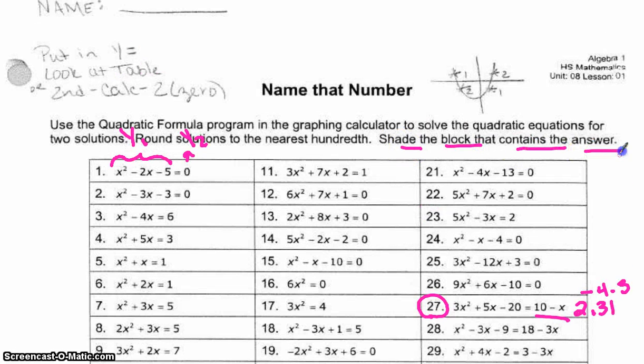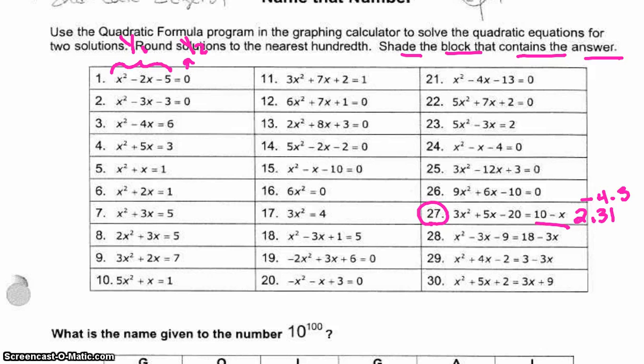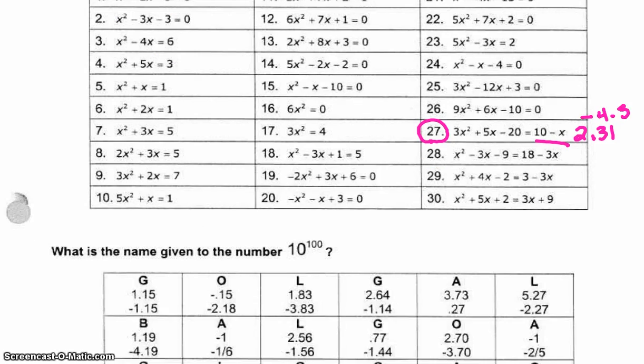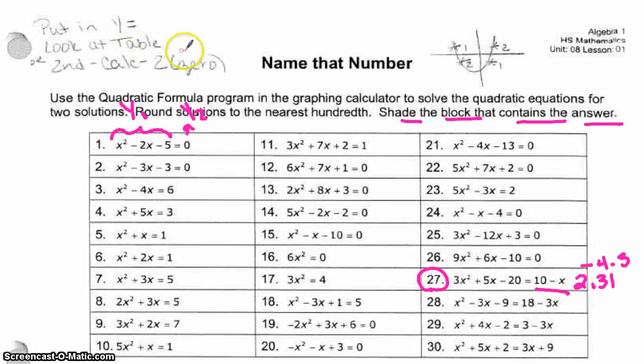Once you have shaded them all out, you ought to be able to find the answer to your riddle, which is what is the name given to 10 to the 100th power. So you're just going to put everything before the equal sign at y1, everything after the equal sign at y2. Second calc 5. I don't know if I fixed that on your handout or not. Up here it says second calc 2 for 0. We've changed. We found a better way, so we're going to go second calc 5 for intersect.